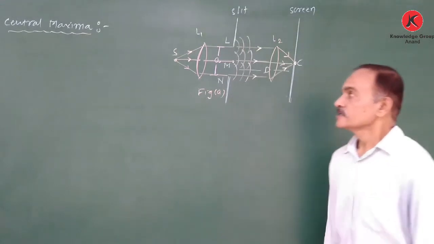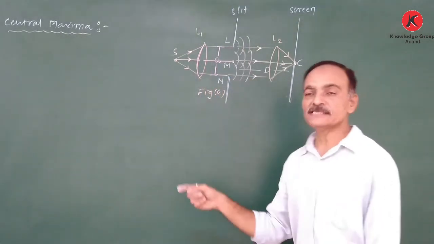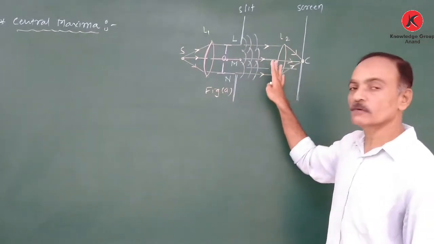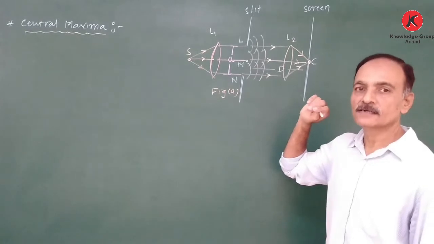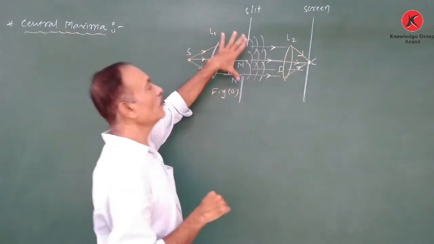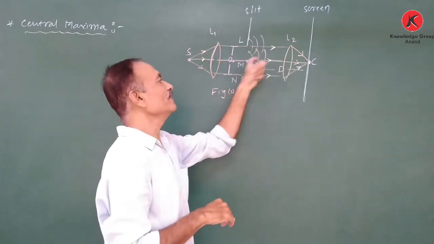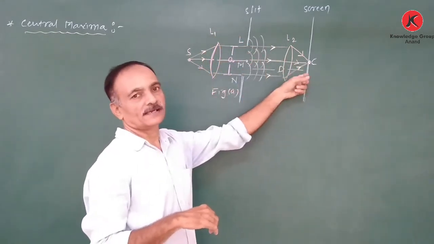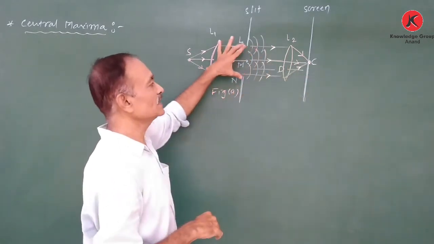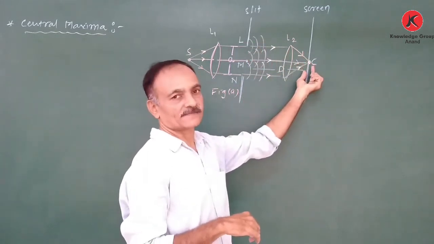Okay, now central maxima. How do we define the central maxima? The point C is shown in the back. Here the figure is shown for the central maxima. So the waves emanating from all the points of the slit at angle theta equal to 0 with the MC line, theta is equal to 0, coincide or meet at point C.